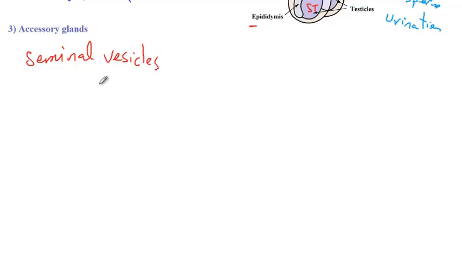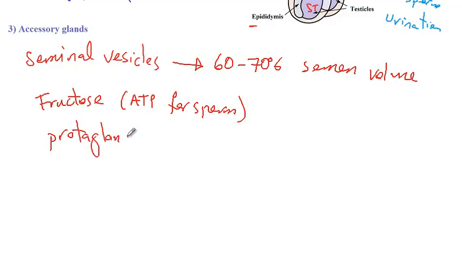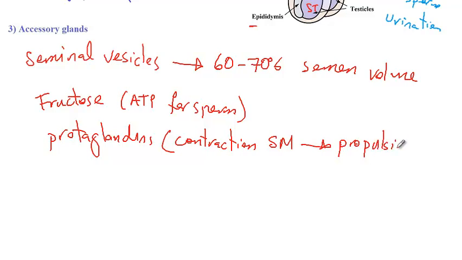And secretions from the seminal vesicles account for about 60 to 70% of the semen volume. These secretions include, for instance, fructose, which provides the source of ATP for sperm. It contains prostaglandins, which induce contraction of smooth muscles along the reproductive tract in order to help with the propulsion of the sperm.